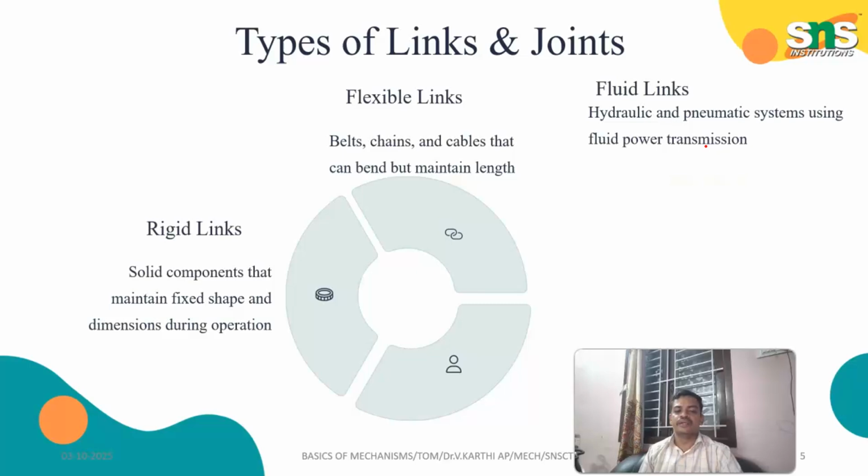A rigid link does not deform under any forces and transmits motion without change. Example: connecting rod. A flexible link can deform and transmits only one force. Examples: belt, rope, chain. Fluid links: motion is transmitted through fluid pressure.